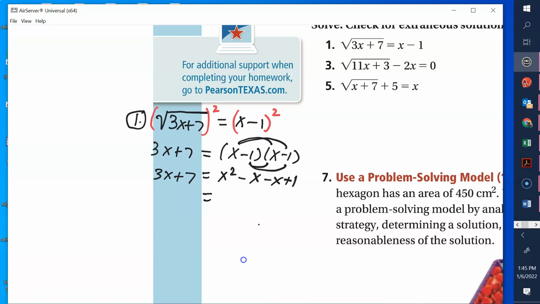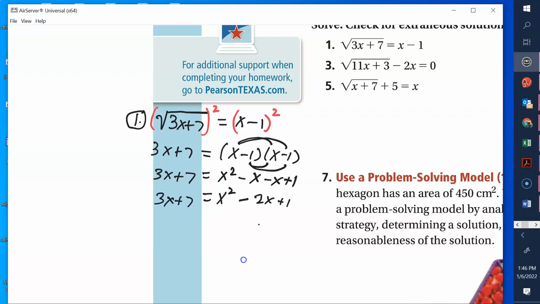Okay, so tell me what we're going to have if we subtract. Oh, no, on the right side. What do we do on the right side? Combine like terms. So what do you have? X squared minus? No. What is negative x minus x? What's negative x minus x? Plus 1, right? So, Adrian, we have 3x plus 7.